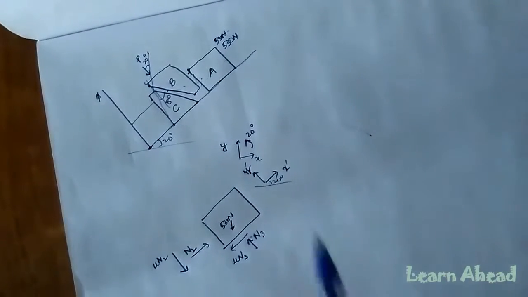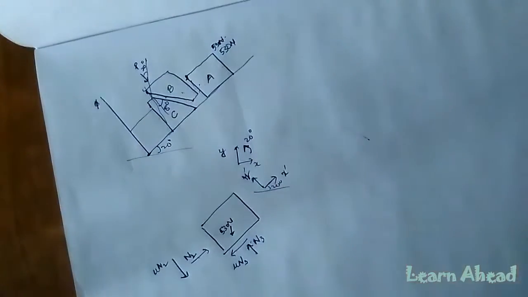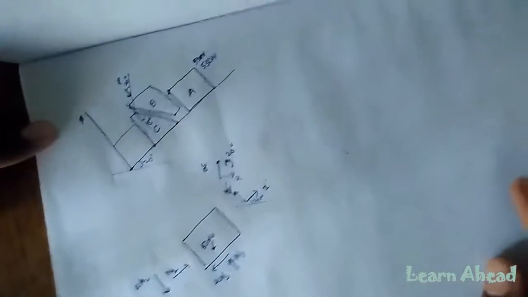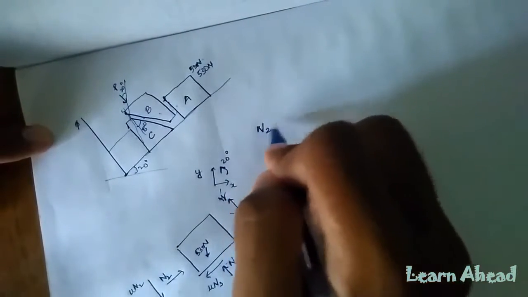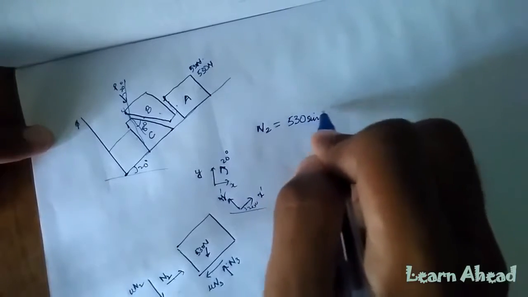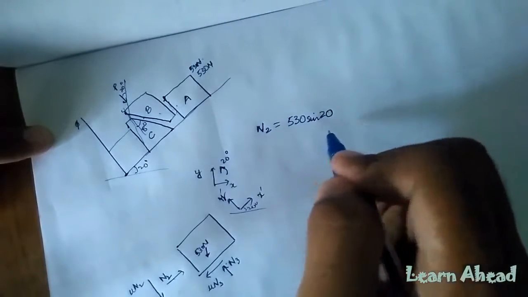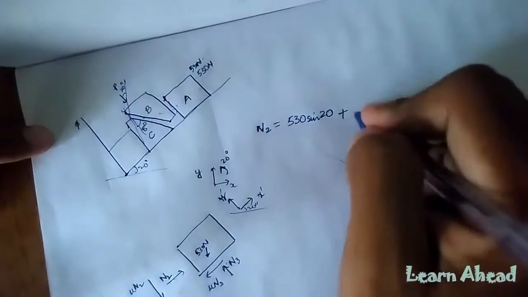So now we use sigma Fx dash equals 0, along this axis. So what is happening is N2 should equal 530 sine 20 plus mu N3.